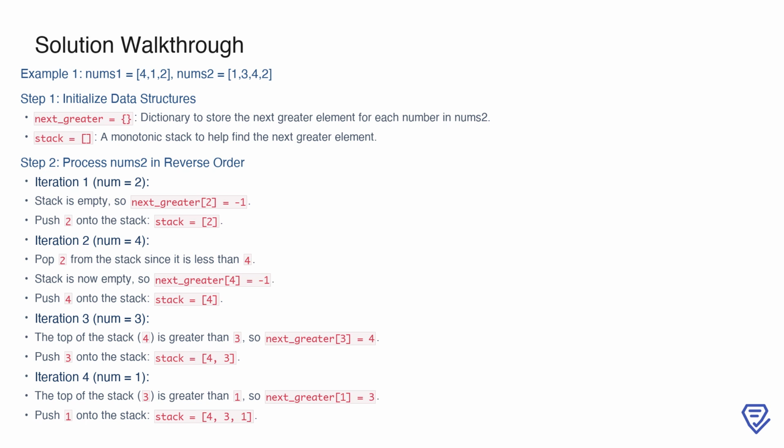Here, the top of the stack is 4, which is greater than 3, so we set next_greater[3] to 4 and push 3 onto the stack. Finally, for the fourth iteration, the number is 1. The top of the stack is 3, which is greater than 1, so we assign next_greater[1] to 3 and push 1 onto the stack. By the end of this process, we have correctly identified the next greater elements for all numbers in nums2.